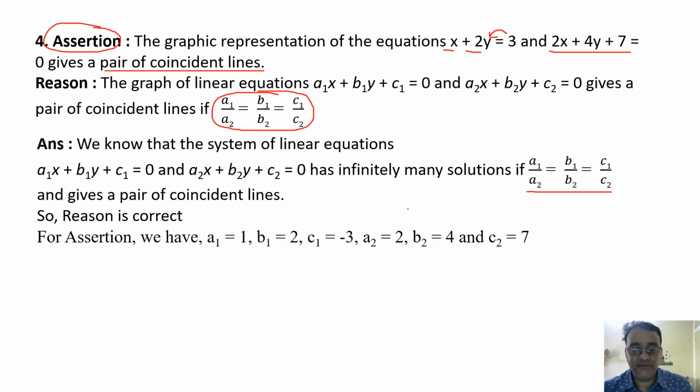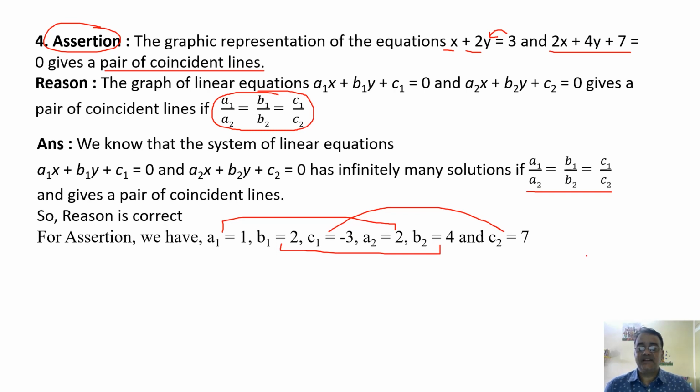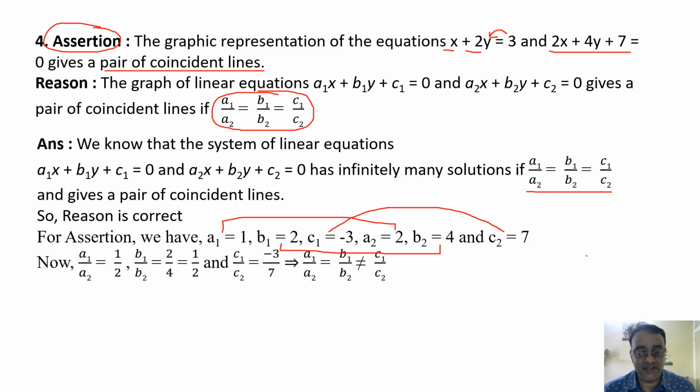So now we have to check the ratio. Let us start with a1 by a2. So what are we getting? 1 by 2, right? b1 by b2? 1 by 2. Right. Now the last ratio, c1 by c2? -3 by 7. Yes, -3 by 7. That means a1 upon a2 is equal to b1 upon b2 but not equal to c1 upon c2. So the pair of linear equations has no solution and it will give a pair of parallel lines.